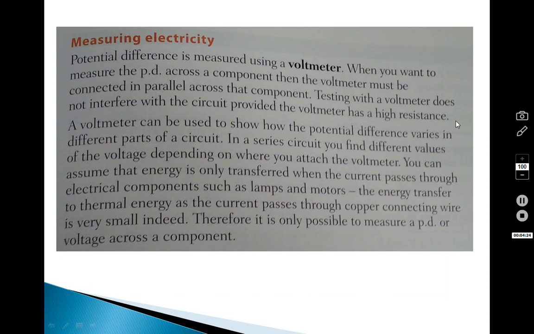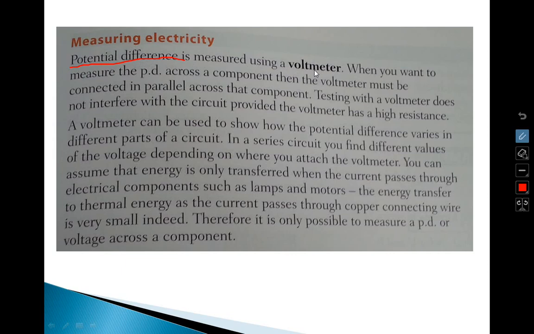Okay, so now how could we measure electricity, or the value of the quantity of electricity? Potential difference is measured using a voltmeter. Connect a voltmeter between 2 points, so you can measure potential difference, which is like a voltage. It is measured using a small device called a voltmeter.